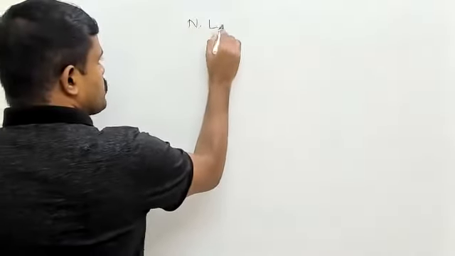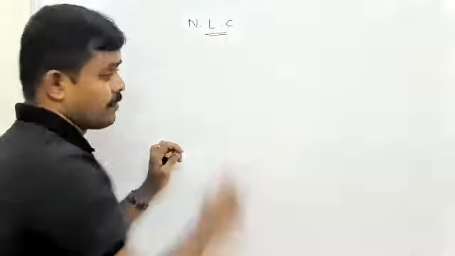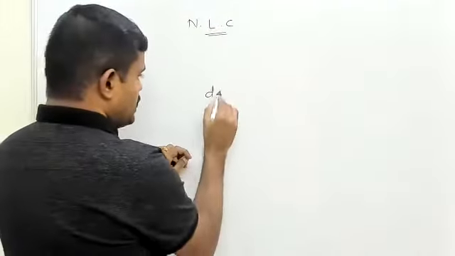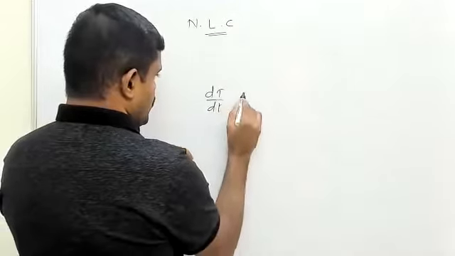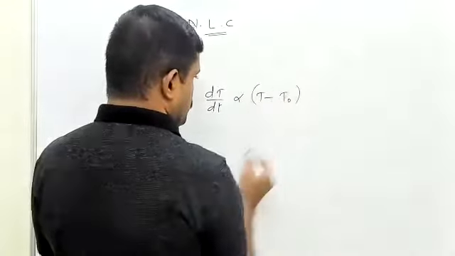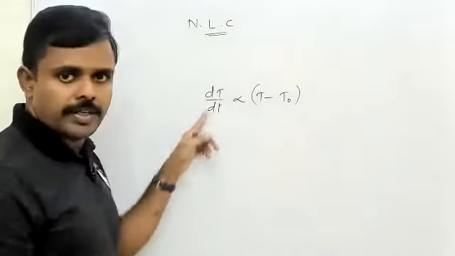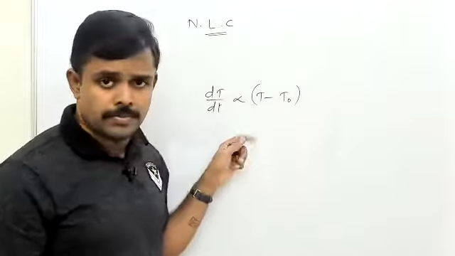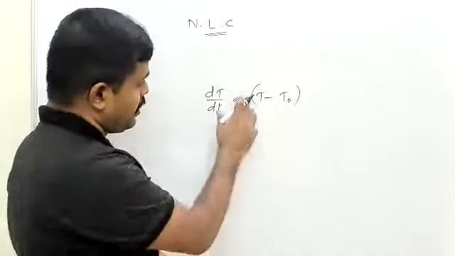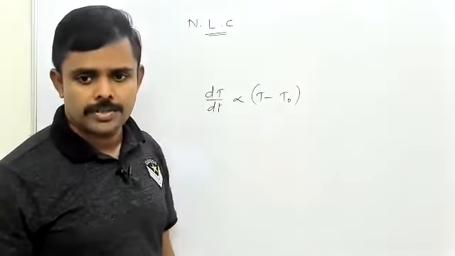So we have the last point here, Newton's law of cooling. This is supposed to be the most important. According to Newton's law of cooling, dT by dt is proportional to T minus T0. dT by dt means the rate of cooling. This is rate of cooling, right? It is directly proportional to T minus T0. I'll tell you how to do this. This is an easy question. Rate of cooling is directly proportional to T minus T0.